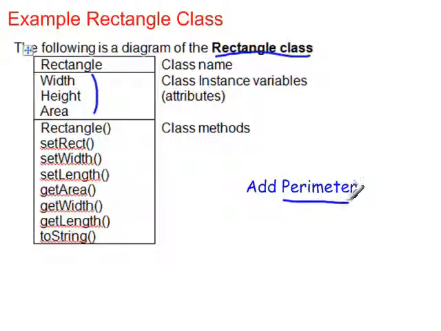We want to add the perimeter. So we're going to have a set perimeter and a get perimeter. The set perimeter will calculate the perimeter and change the attribute, and the get perimeter will return that value.